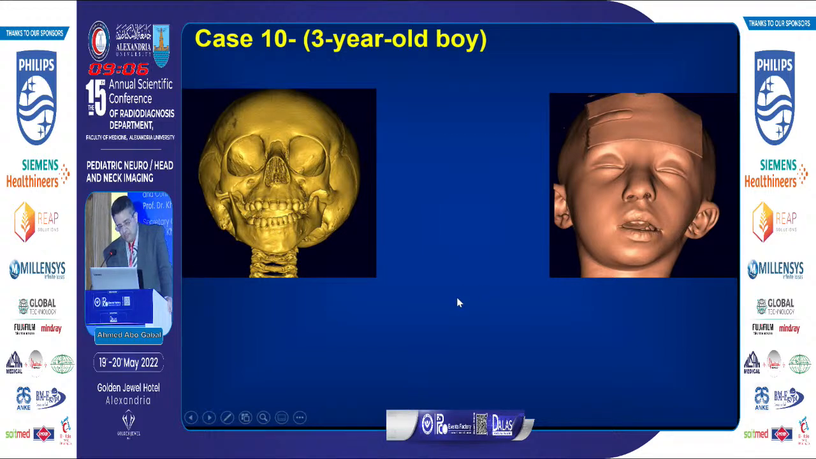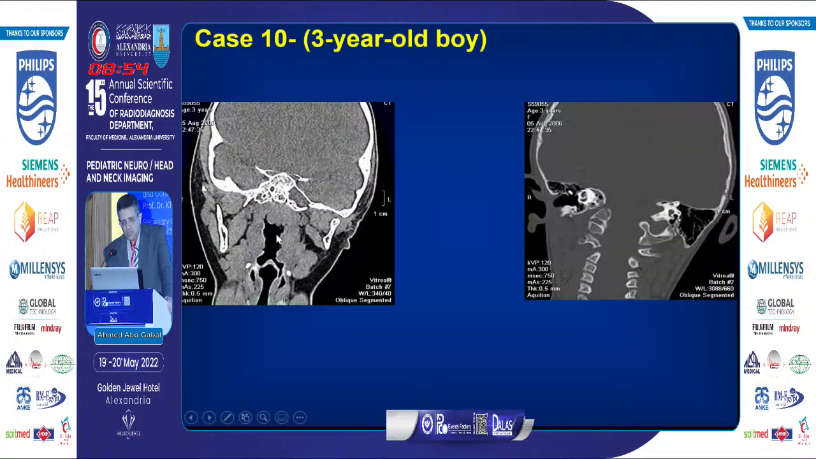This is a nice case. The child is coming with prominence on the face on one side and small size of the face on the other side. Well seen here in the volume rendered technique. If we look at the CT coronal, here we find the masseter, temporalis, and pterygoid muscles are large, while they are small on the other side. Also, we find that the mandible is large here, while on this side, the ramus of the mandible is small.